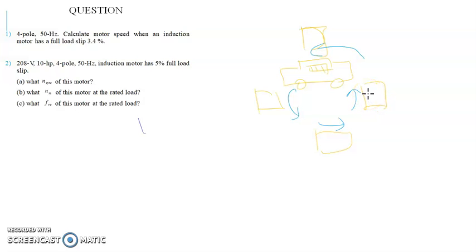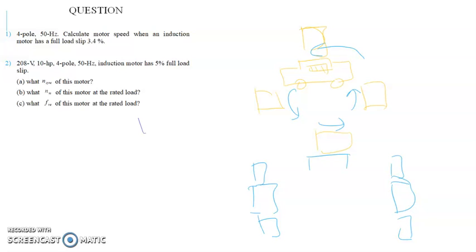That's why you have a formula which is N is equal to 120 times F divided by P. So the more poles we have, and we have 4 poles here, the more stops, so the slower the synchronous speed will be. So let's say in 3 phase, if we have only 2 poles, the speed will be higher.